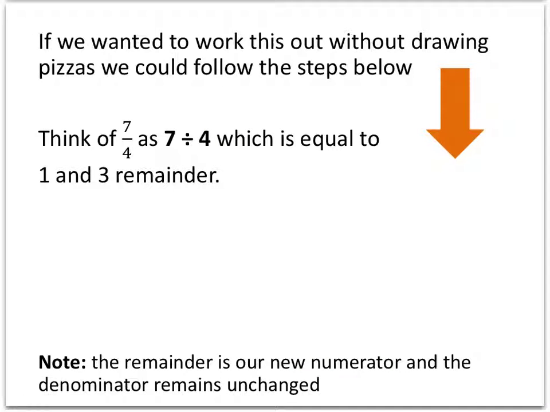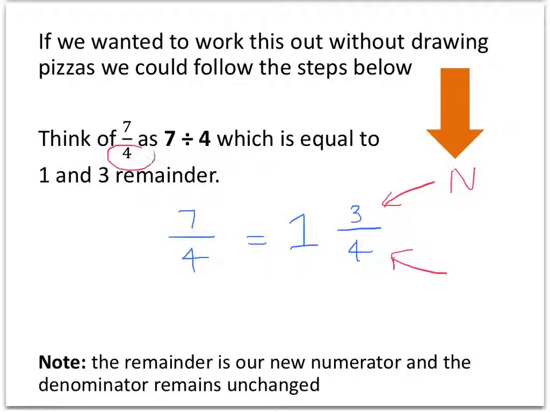If we wanted to work this out without drawing our pizza diagrams, we could follow the steps below. Think of 7/4 as 7 divided by 4, which is equal to 1 and 3 remainder. Note that the remainder has come into this new equation as our new numerator, while the denominator has stayed the same.